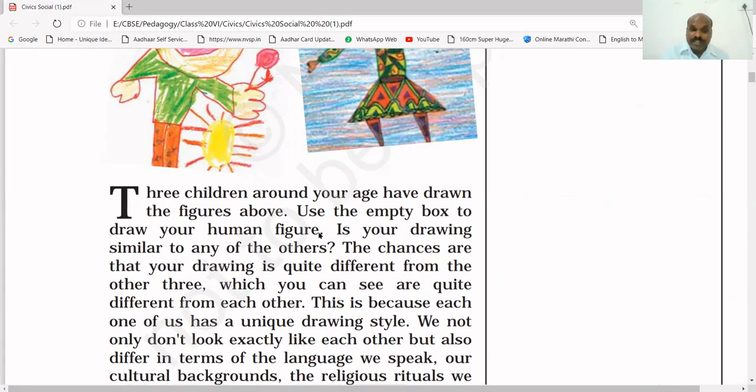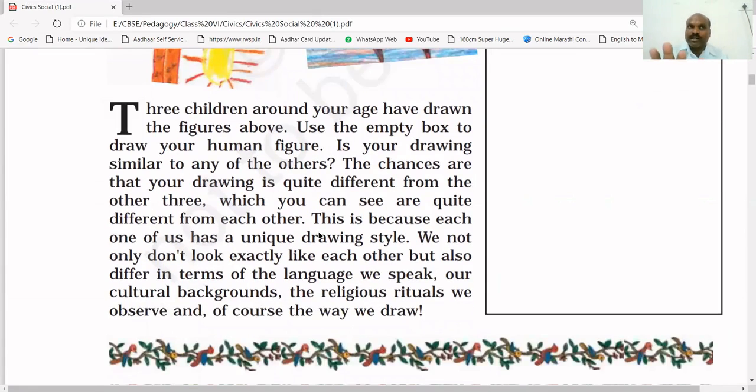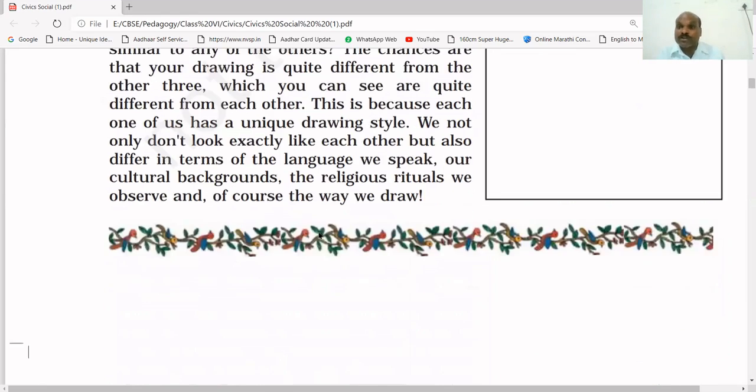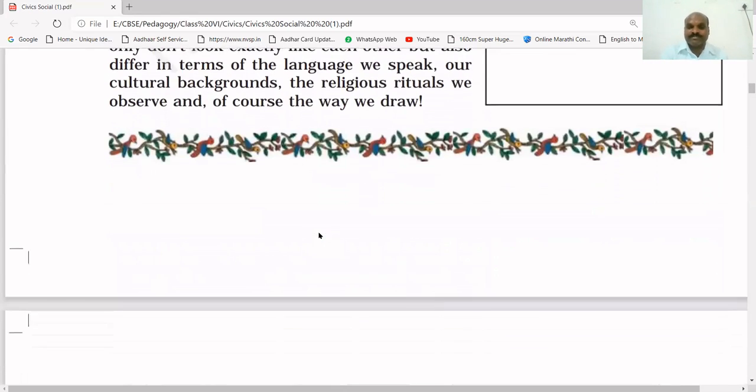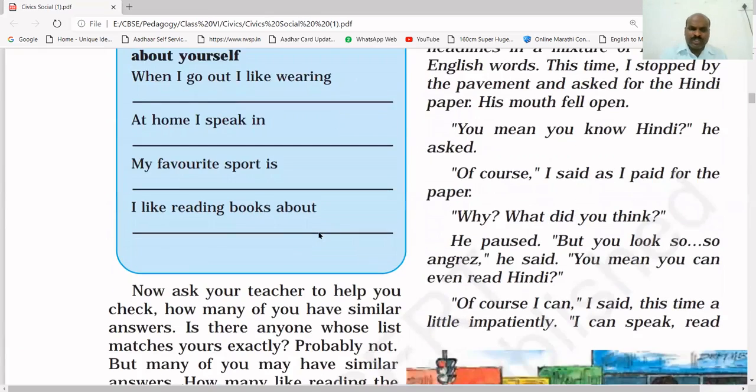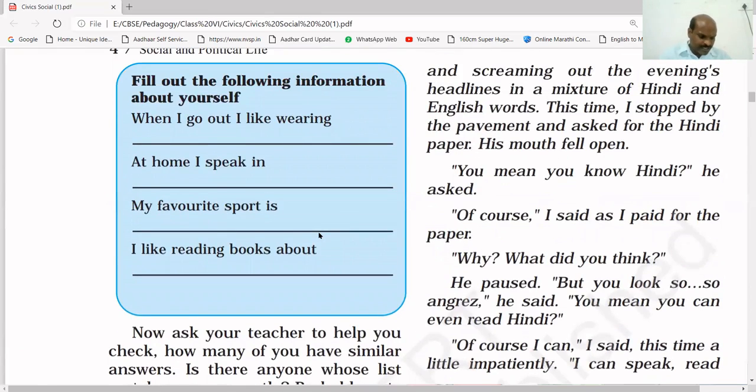In this way, if you look around us, we can say there is huge diversity and differences among people in terms of the language they speak, the cultural backgrounds they come from, religious and spiritual rituals, everything is entirely different from one another. All these we are going to discuss in this lesson. Again, students, you can fill this out, if you want to understand how diversity is functioning.